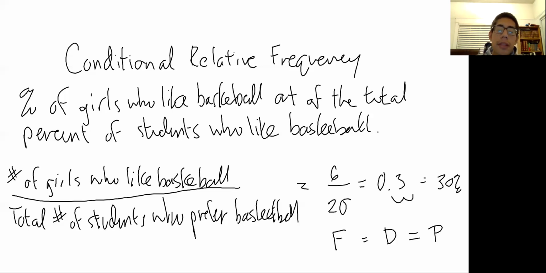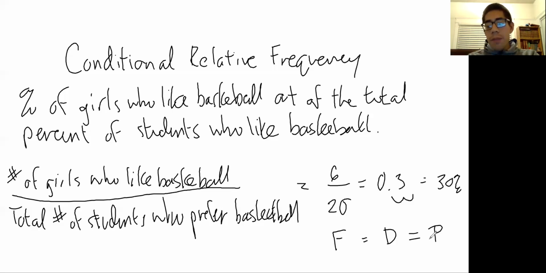Why don't we compare this to what we've been looking at? So let's take a look here. If I wanted to find out the conditional relative frequency for the percent of girls who like basketball out of the total percent of students who like basketball. Now, that's a little confusing, but just bear with me here. The number of girls who like basketball is going to be my numerator. And I'm going to divide that by the total number of students who prefer basketball in general. I end up with 6 out of 20.